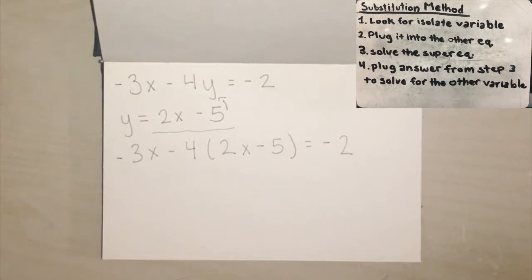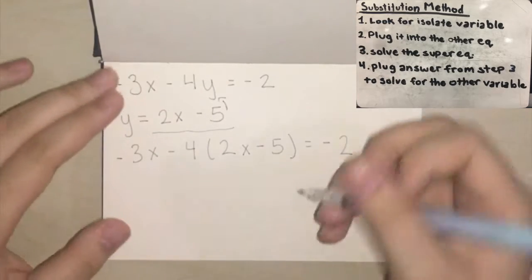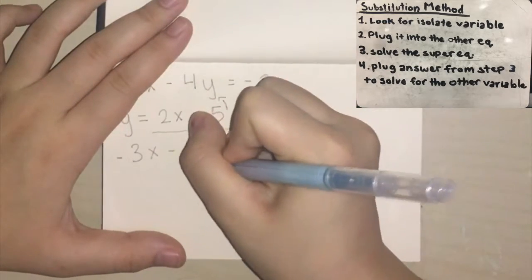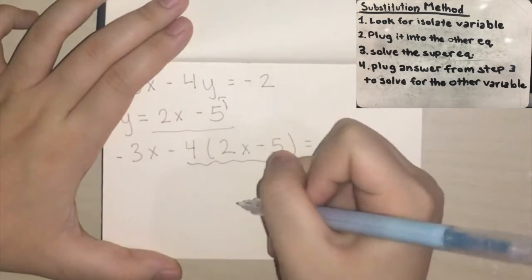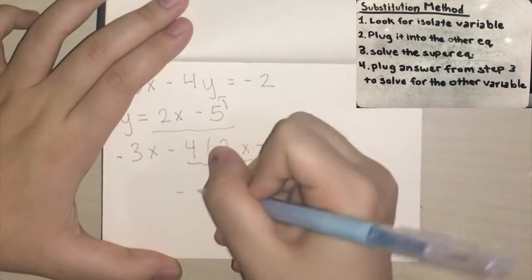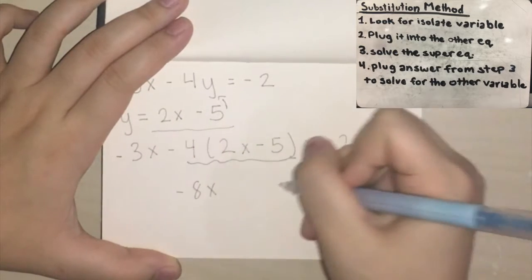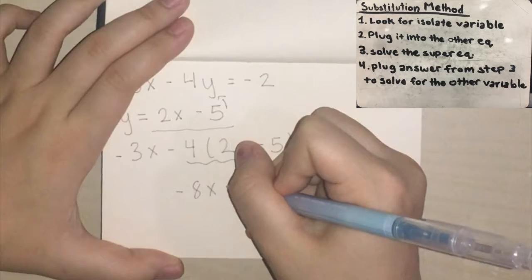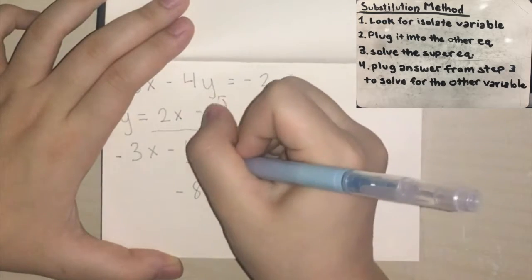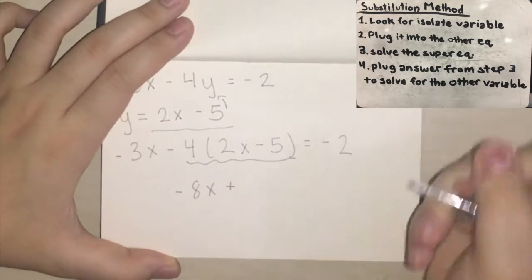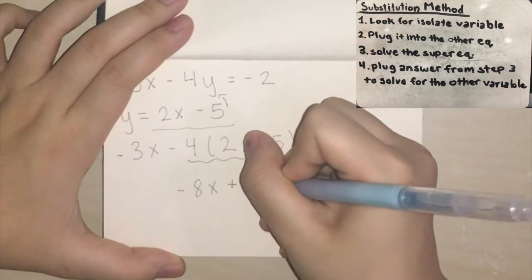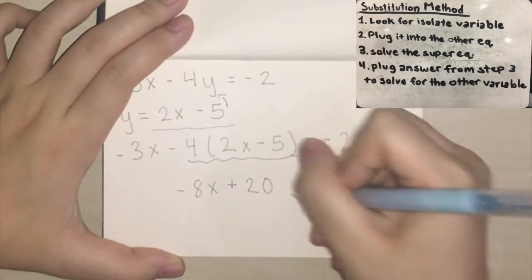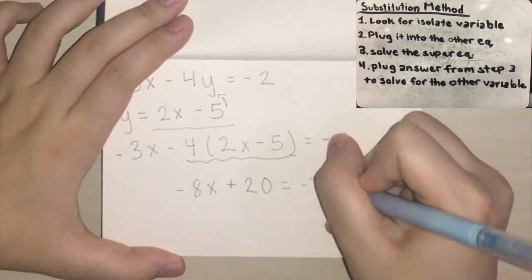Our next step is just to solve the equation, which is easy because we first figure out this part, which is going to be negative 8x. Now it's going to be adding because when you multiply a negative by a negative, it cancels out and becomes a positive. So now it's adding 20. And then you just add the other parts back in.